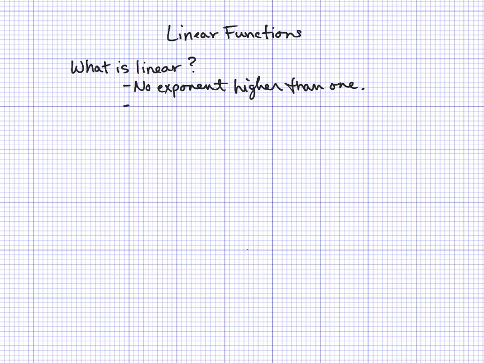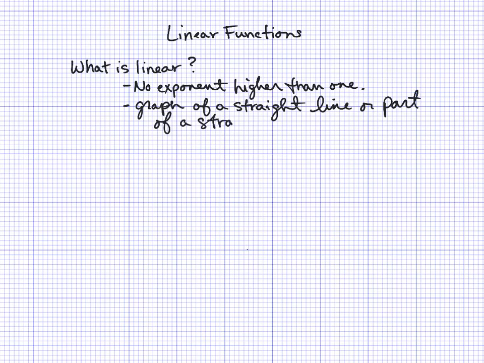And then if we were to graph a linear function, we would notice that the graph would be a straight line or part of a straight line. Now this is what it looks like on inspection, right? So just by looking at an equation or a graph, we can tell that it's linear.